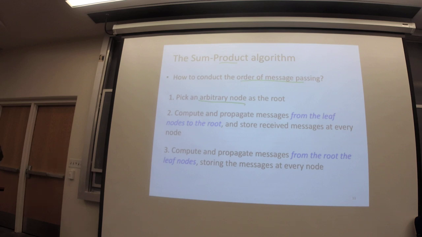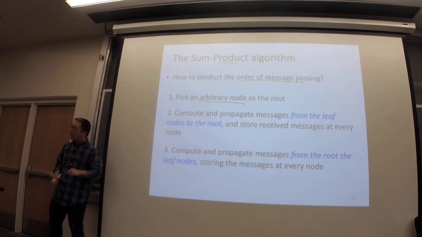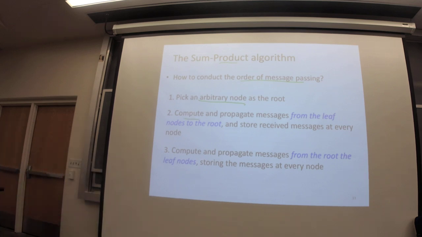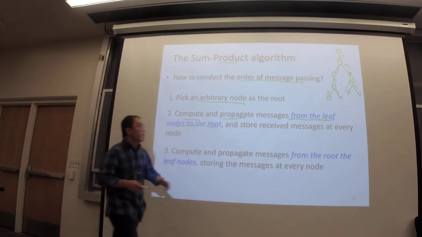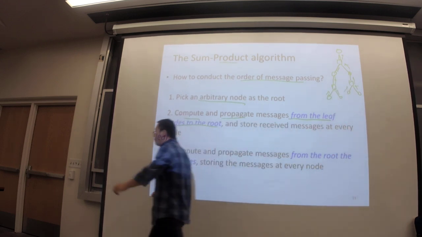First, we pick an arbitrary node as a root. We need to construct a tree: we need to know who is the root, who is the second level of nodes, and who are the leaves. Then we compute and propagate messages from the leaf nodes to the root. In the second step, we start with the leaves and calculate the message toward the root. Sorry, I'm drawing in the reverse direction, but you actually have to start from the leaves. From here to here, and from here to here, and similarly for another branch: from the second level to the first level.